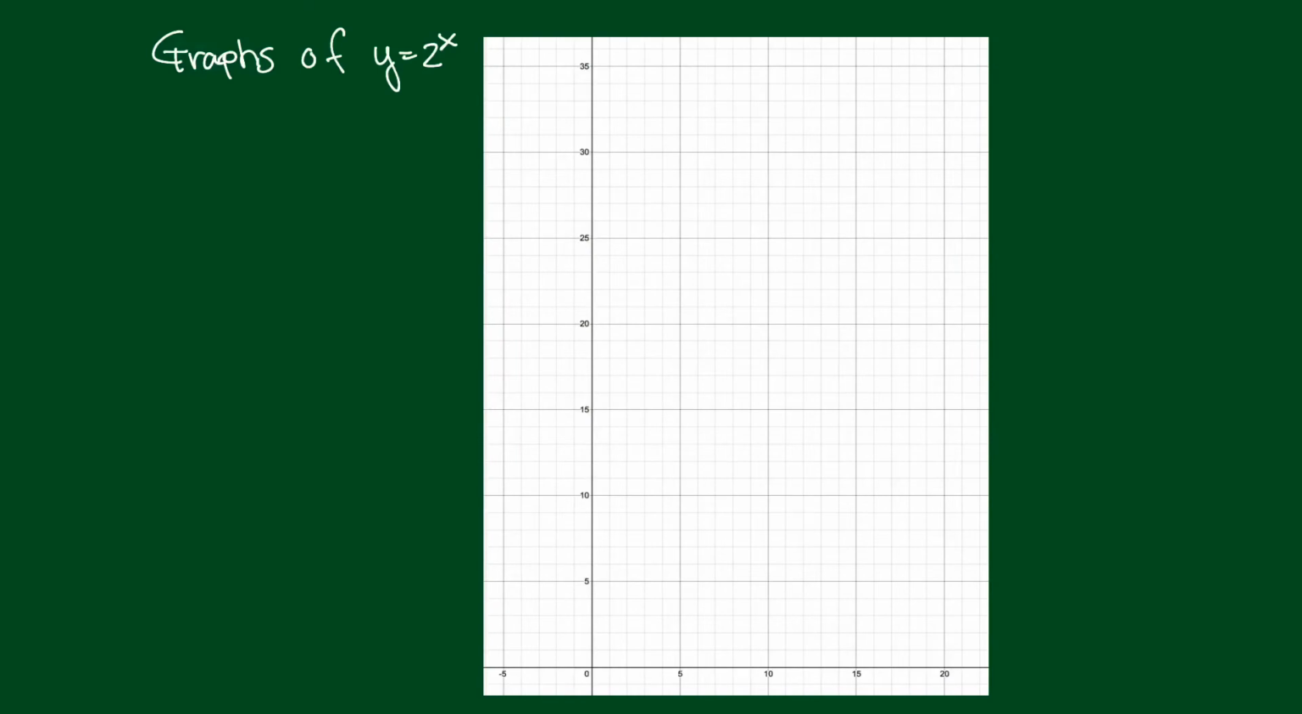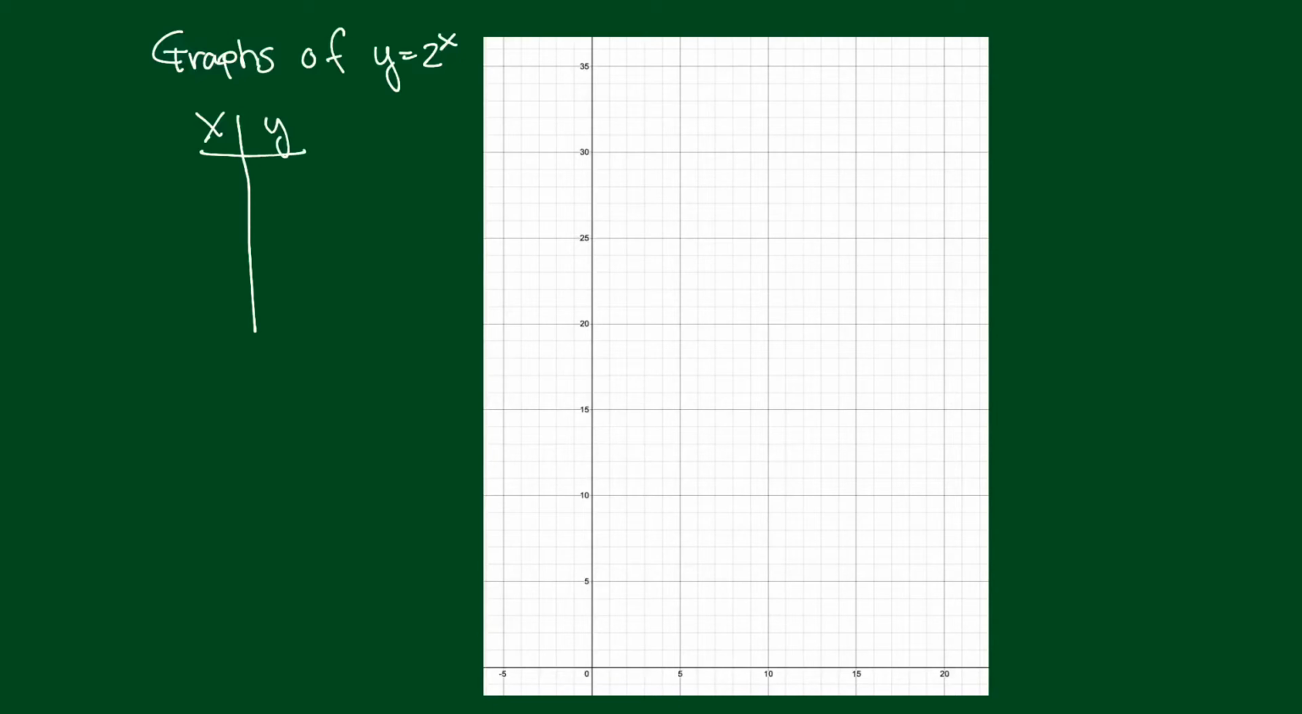Now that we know something about inverse functions, let's take a look at the graph of both the exponential function and the logarithm function. Let's start here by constructing the graph of y equals 2 to the x. I'm going to do this by creating a little table. We don't have to go very far.